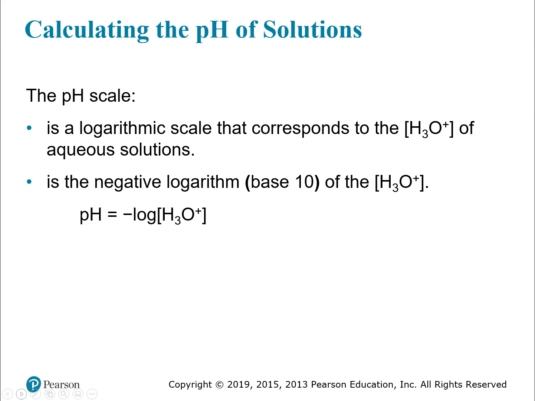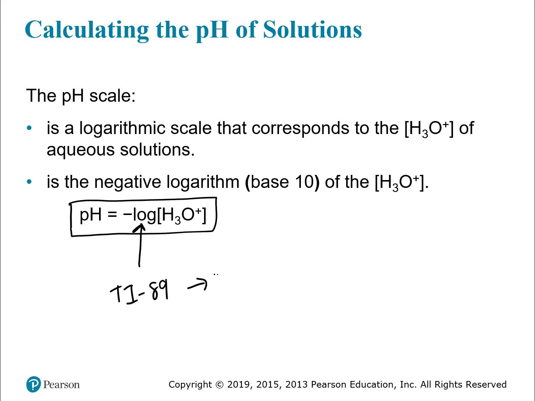We can calculate the pH of a solution if we know the concentration of hydronium in that solution. The equation that you'll use is here. The pH is equal to the negative log of the concentration of hydronium. This log function is something you will need to find on your calculator. If you have a TI-89, then you have to look in the catalog. I know that because that's what I have.